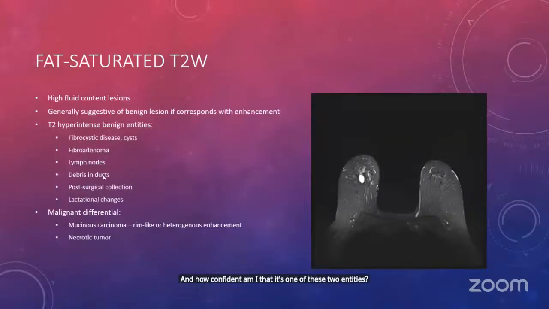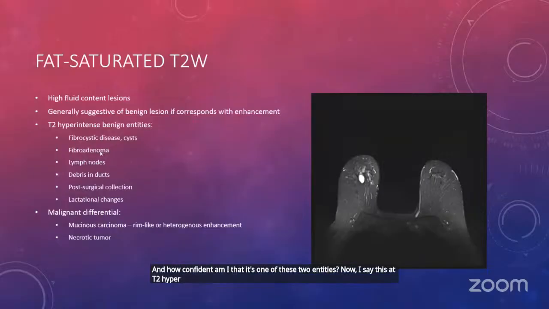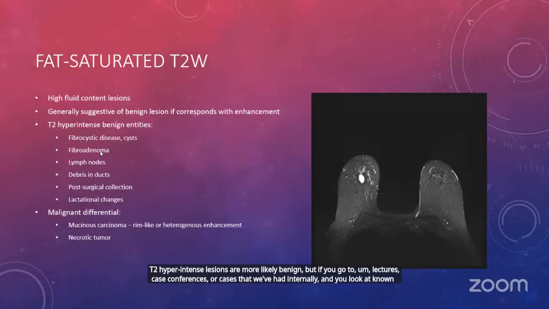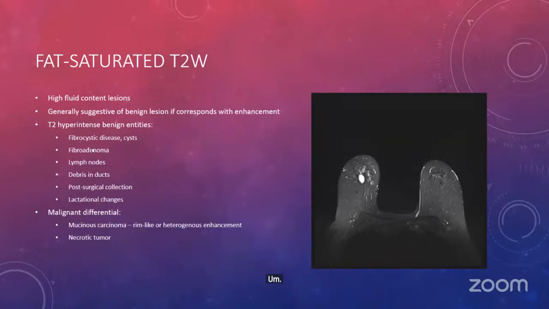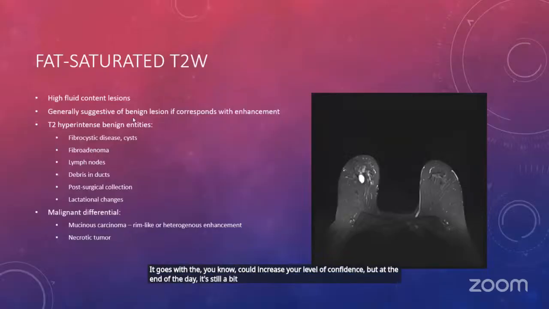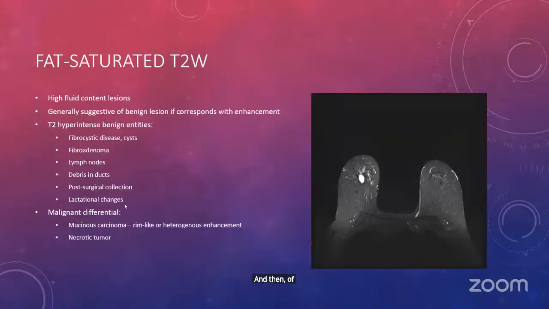Now, I say that T2 hyperintense lesions are more likely benign, but if you go to lectures, case conferences, or cases that we've had internally, and you look at known cancers, plenty of them also have been T2 bright. So just because it goes with it could increase your level of confidence, but at the end of the day, it's still a bit of a judgment call. And then, of course, there are going to be cancers that are T2 hyperintense.